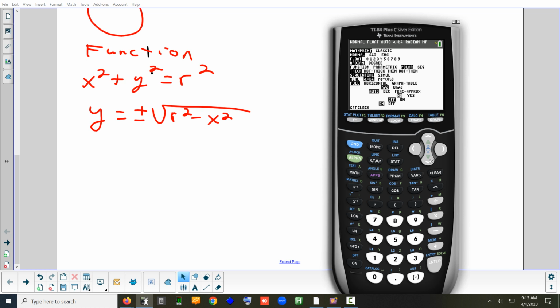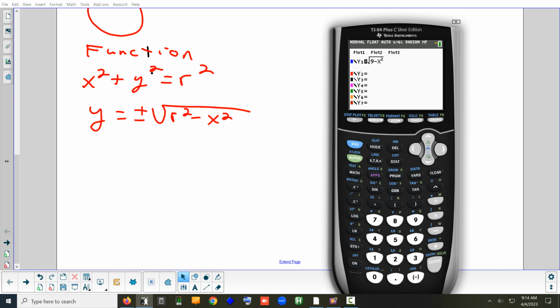All right, so I'm going to switch over to function. And I have to pick a radius. Let's just draw a circle with a radius of 3. So I'm going to do the square root of 9 minus x squared. Now, I'm just doing the positive root to start. I'm going to hit graph. I'm also going to do zoom 5 to make it look proportional. And I could zoom in a little bit. There you go. So there's the top half.